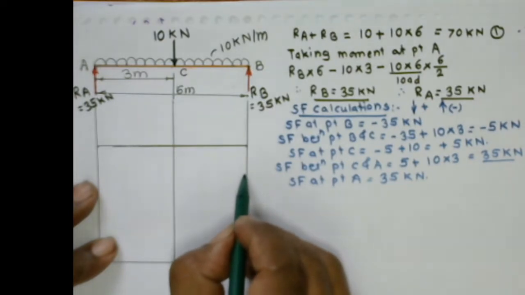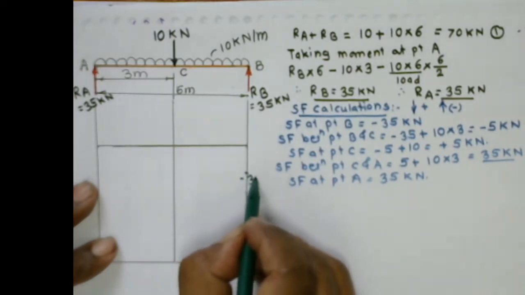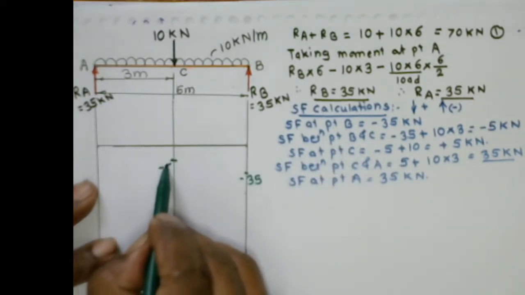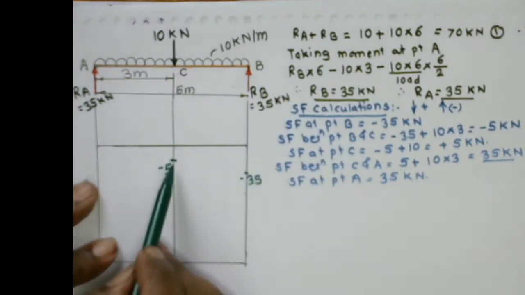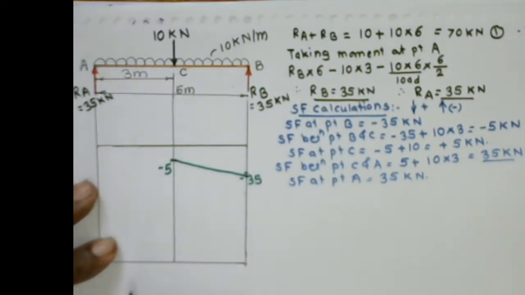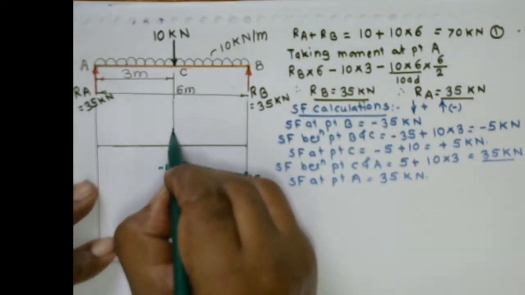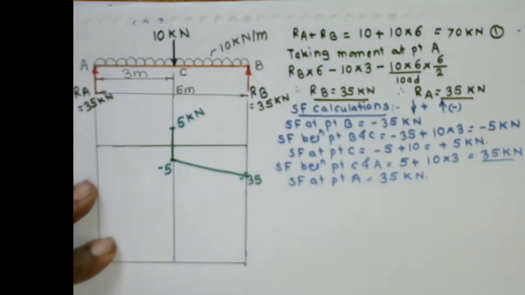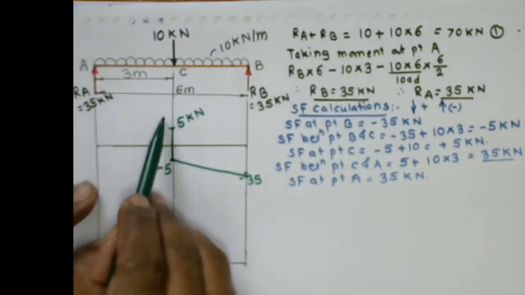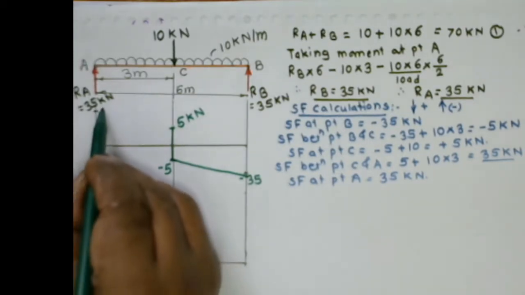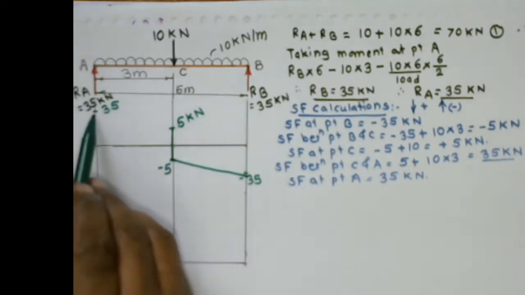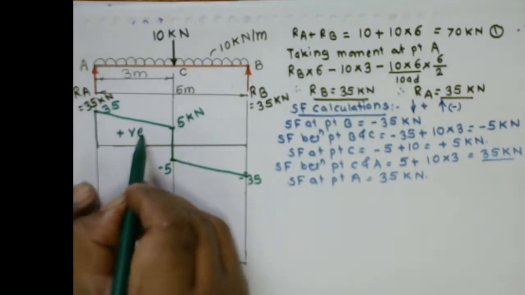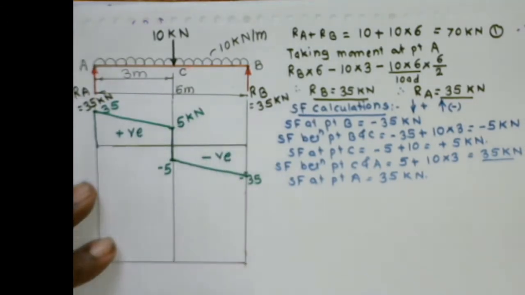So in that case, we will plot the shear force diagram. At point B, shear force is minus 35. At point B and C, that is minus 5, UDL is acting, so we have to join by an inclined line. At point C, 10 kilonewton is added and it becomes plus 5. Between the point C and A, again it is 35, and UDL is again acting, so that becomes an inclined line. So this completes our positive shear force diagram and negative shear force diagram.